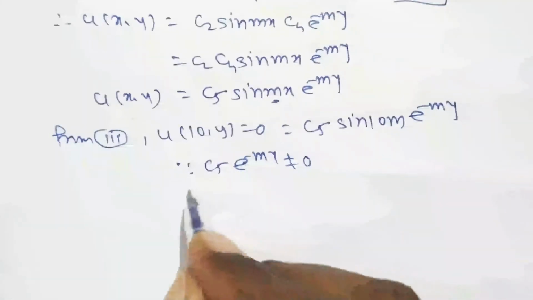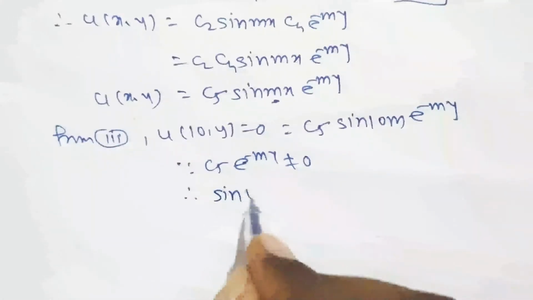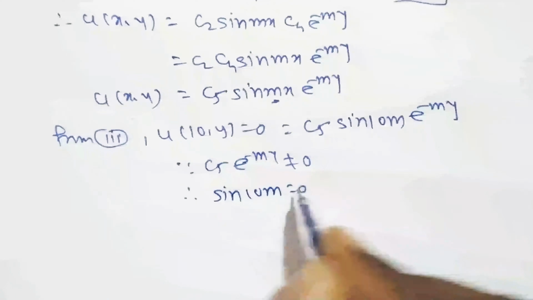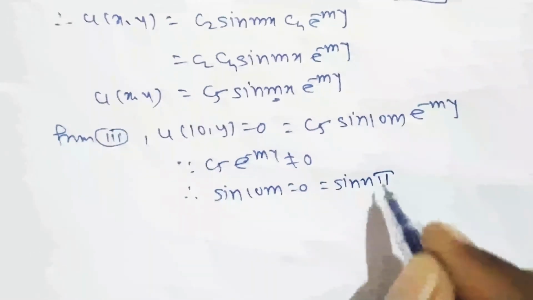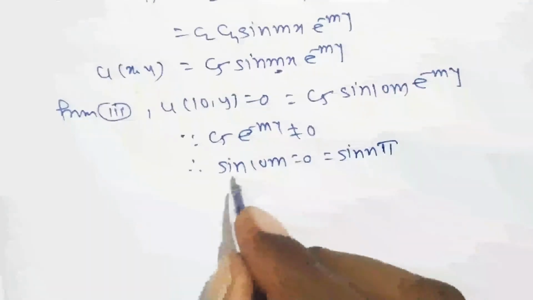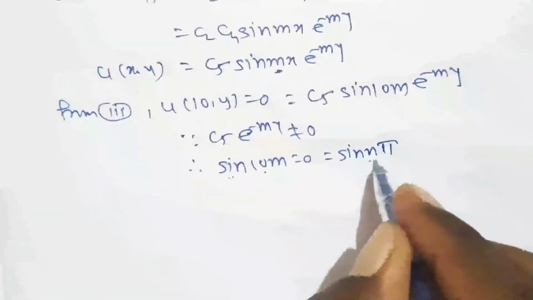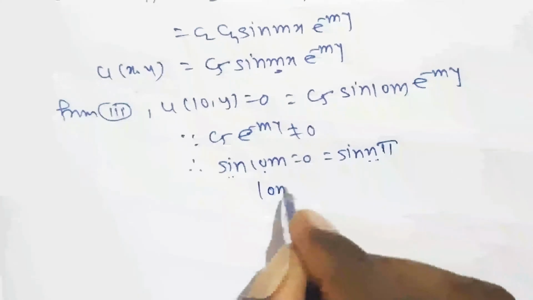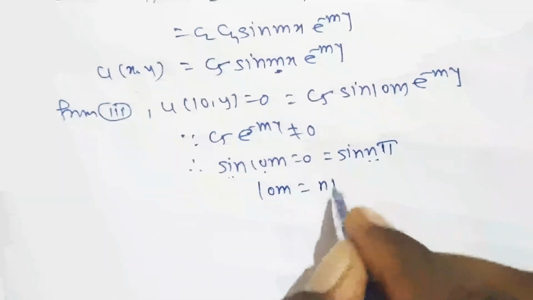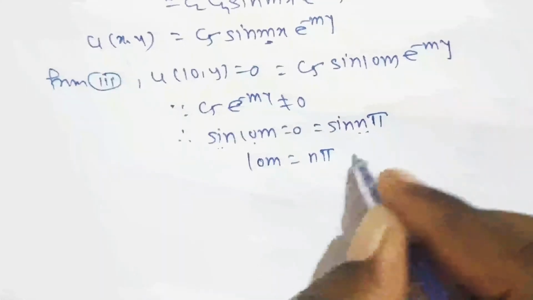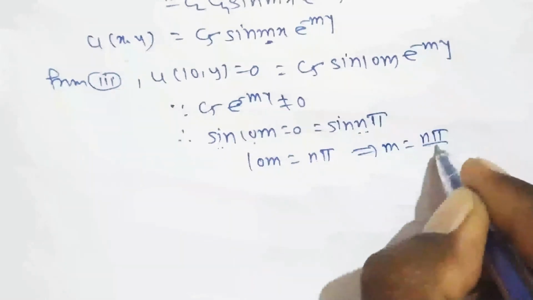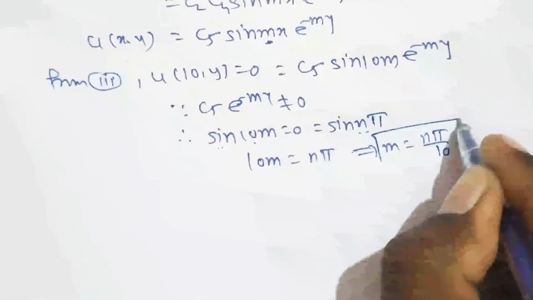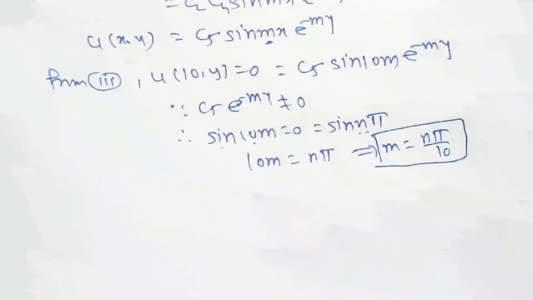Therefore we have to take sin 10m equal to 0, and we know that sin nπ is 0 for all values of n. So equate this with sin nπ. So sin 10m is equal to sin nπ, then we can write 10m is equal to nπ. And if 10m is equal to nπ, then m is equal to nπ/10.